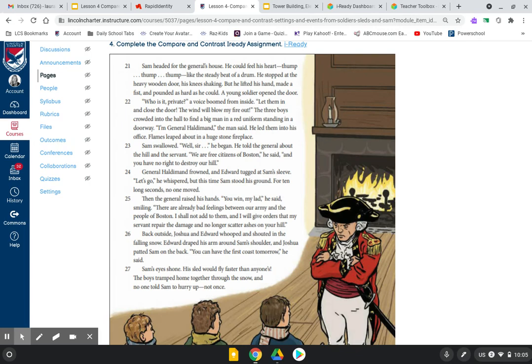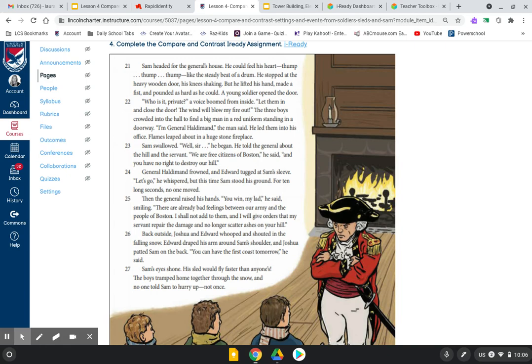He could feel his heart thump, thump, thump, like the steady beat of a drum. He stopped at the heavy wooden door, his knees shaking. But he lifted his hand, made a fist, and pounded as hard as he could. A young soldier opened the door. "Who is it, Private?" a voice boomed from inside. "Let them in and close the door. The wind will blow my fire out." The three boys crowded into the hall to find a big man in a red uniform standing in the doorway. "I'm General Haldimand," the man said. He led them into the office. Flames leaped about in a huge stone fireplace.